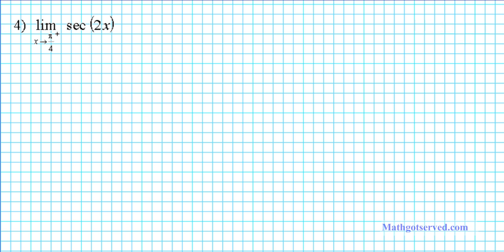All right, let's take a look at question number 4. We want to find the limit as x approaches pi over 4 from the right of secant 2x. Okay, so let's go ahead and substitute. So we're going to have secant 2 times pi over 4 from the right. Okay, now let's simplify that. We have secant, 2 goes here once, 2 goes here twice, pi over 2 from the right.